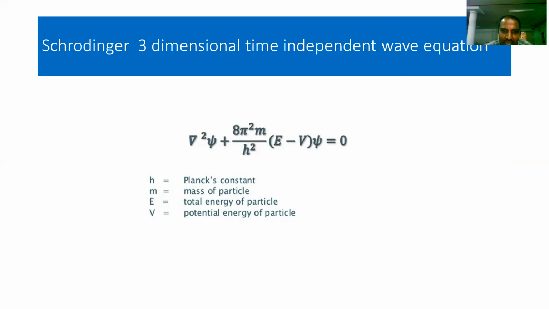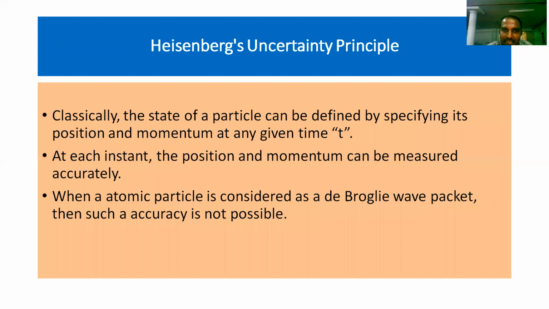Here we know very well h is Planck's constant, m is the mass of the particle, E is the total energy of the particle, and V is the potential energy of the particle. So in order to solve problems related to the motion of micro objects, that belongs to quantum mechanics, we have to use Schrodinger's time-independent wave equation, which is known as the basic principle in quantum mechanics.